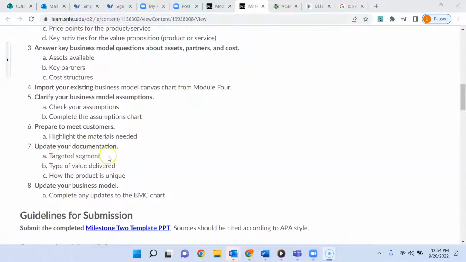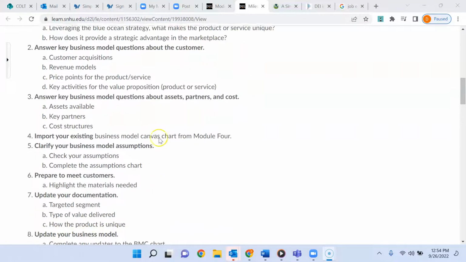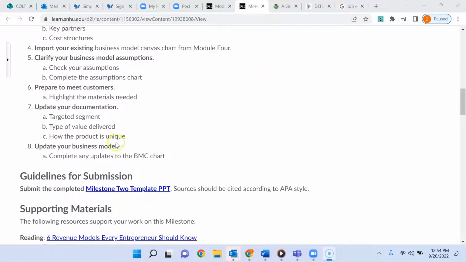So I want you to figure out which specific segment you're going to address. If it's going to be the same one you already talked about, that's fine. If not, update it here. Type of value: you're going to hone in on your value proposition. What type of value are you actually providing here? So I want you to dig in and make sure that that is updated and that you are clear on what you're doing. And you want to be clear on how the product is unique. So if you haven't really honed that until now, this is where you're going to talk about it. Okay? And then you're going to update your actual BMC chart.